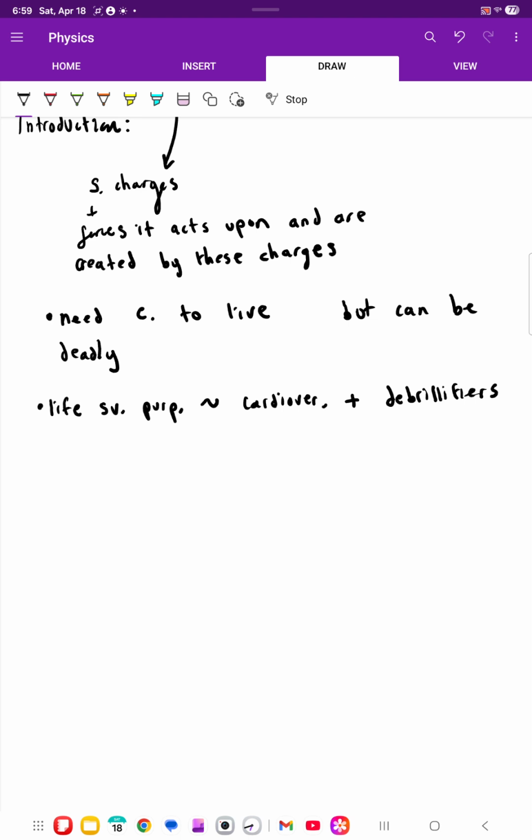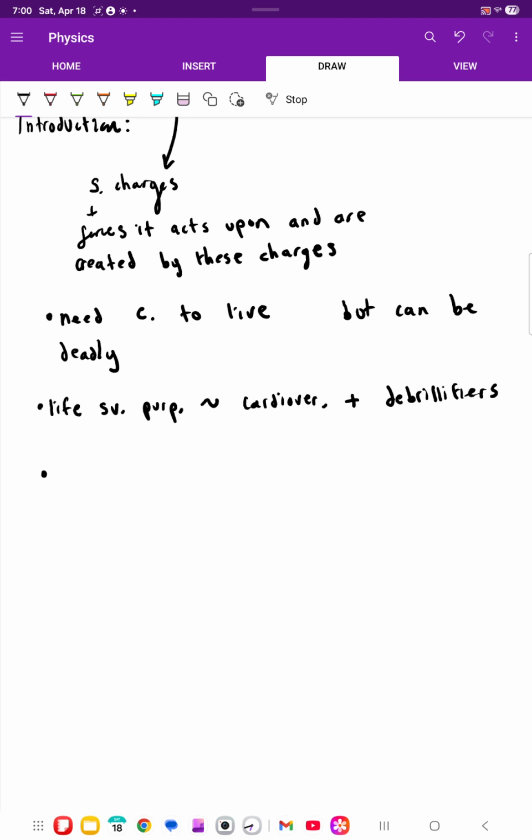In this chapter, we will review the basic concepts essential to understanding charges and electrostatic forces, including conductors and insulators.